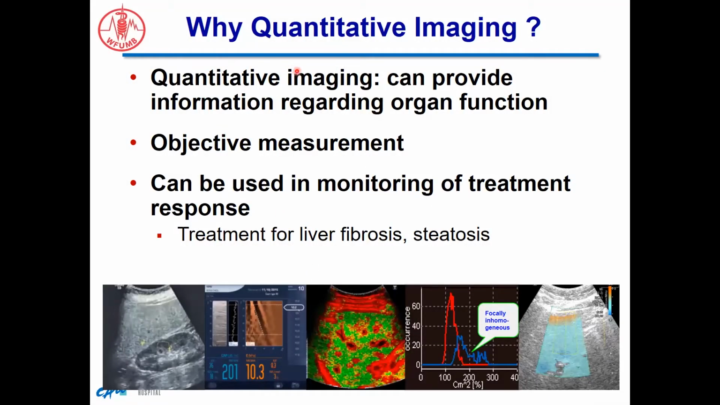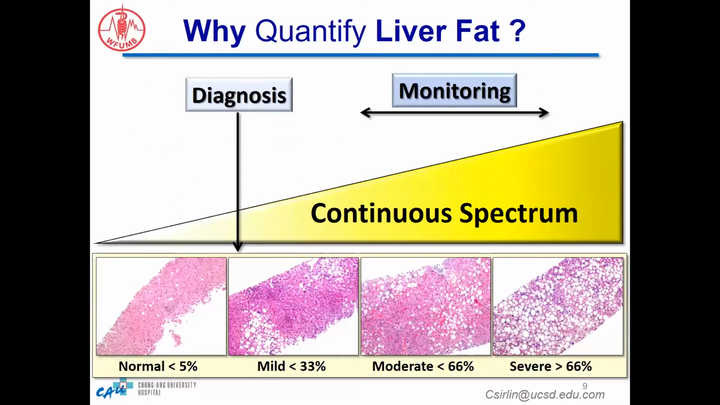Then why do we need quantitative imaging? Quantitative imaging can provide information regarding organ function and can also provide objective measurement, and therefore it can be used in monitoring of treatment response, such as treatment of liver fibrosis or steatosis. And then why do we quantify liver fat? We have to make a diagnosis of fatty liver and monitor the fatty liver disease after treatment.